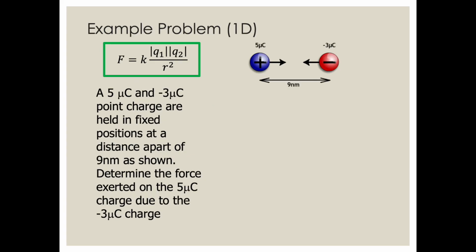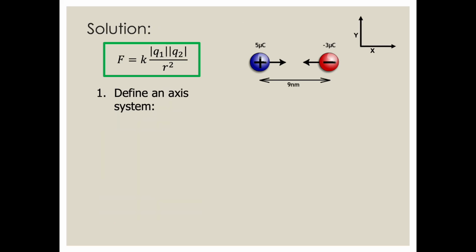So here's a simple one-dimensional problem. We've got a 5 microcoulomb and a negative 3 microcoulomb point charge that are 9 nanometers apart as shown. It's probably a good idea to brush up on your prefixes for this. So here we're trying to solve for the force exerted on the 5 microcoulomb charge due to the negative 3 microcoulomb charge. Now I'm going to walk you through step by step solving a problem like this.